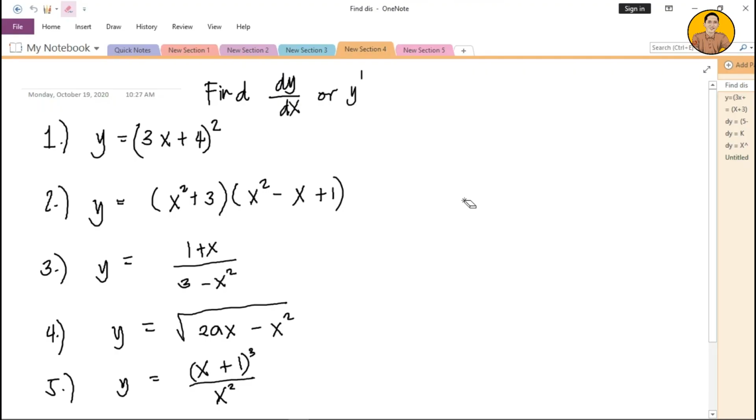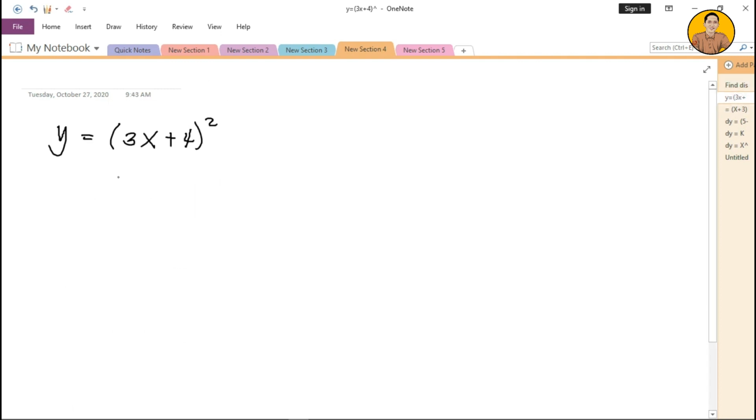So we are going to solve here 5 problems. Find the differential of y with respect to x, or y prime. Here meron tayong 5 problems. You have here y equals the quantity 3x plus 4 squared. Y equals x squared plus 3, the quantity, times the quantity x squared minus x plus 1. Y equals 1 plus x all over 3 minus x squared. Y equals the square root of 2ax minus x squared. And number 5, we have y equals the quantity x plus 1 cubed all over x squared.